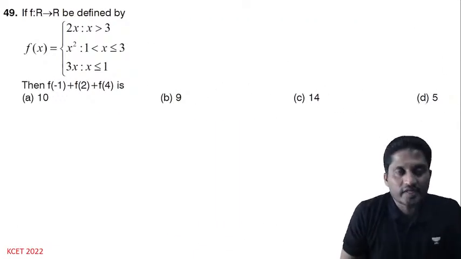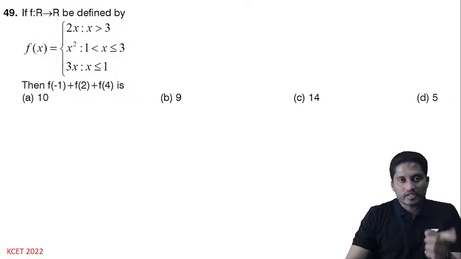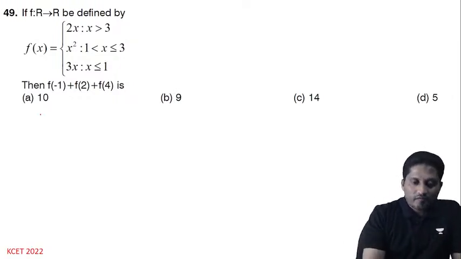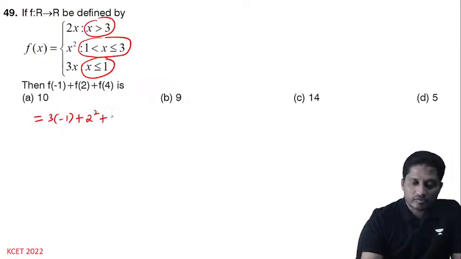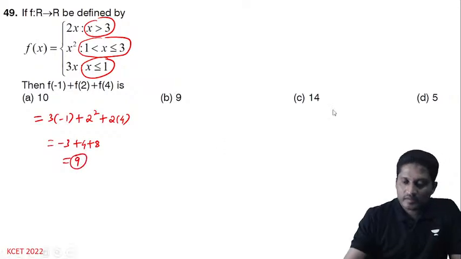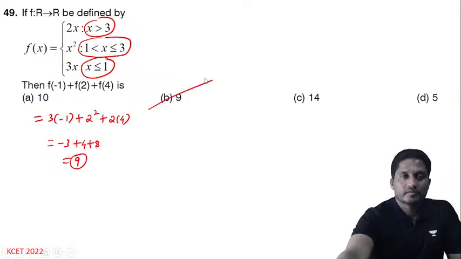Alright, question number 49. In 2021 also the same question was asked. f of minus 1, obviously minus 1 is less than 1, right? 3 into minus 1 plus f of 2. 2 lies between 1 and 3, right? So this is 2 square. f of 4 will be more than 3. So 2 into 4. Minus 3 plus 4 plus 8, which is equal to 9. Alright, answer is option B.